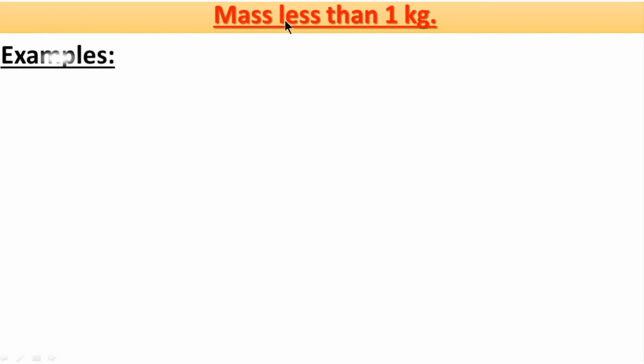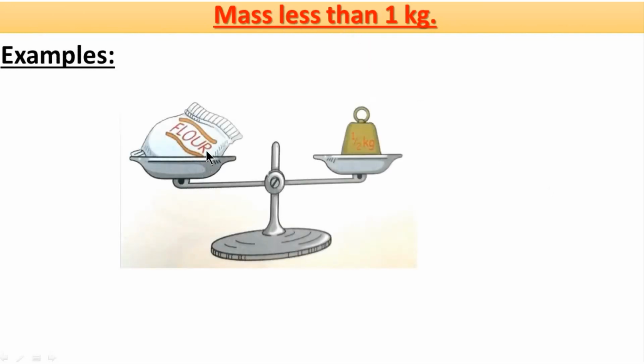Let me tell you something more about objects which have a mass less than 1 kg. What is this here? It's flour which your mama uses to make chapatis and rotis, right? What is the weight here? Half kg. 1 by 2 is equal to half kg. And is its level the same or not? Yes, it's exactly the same.